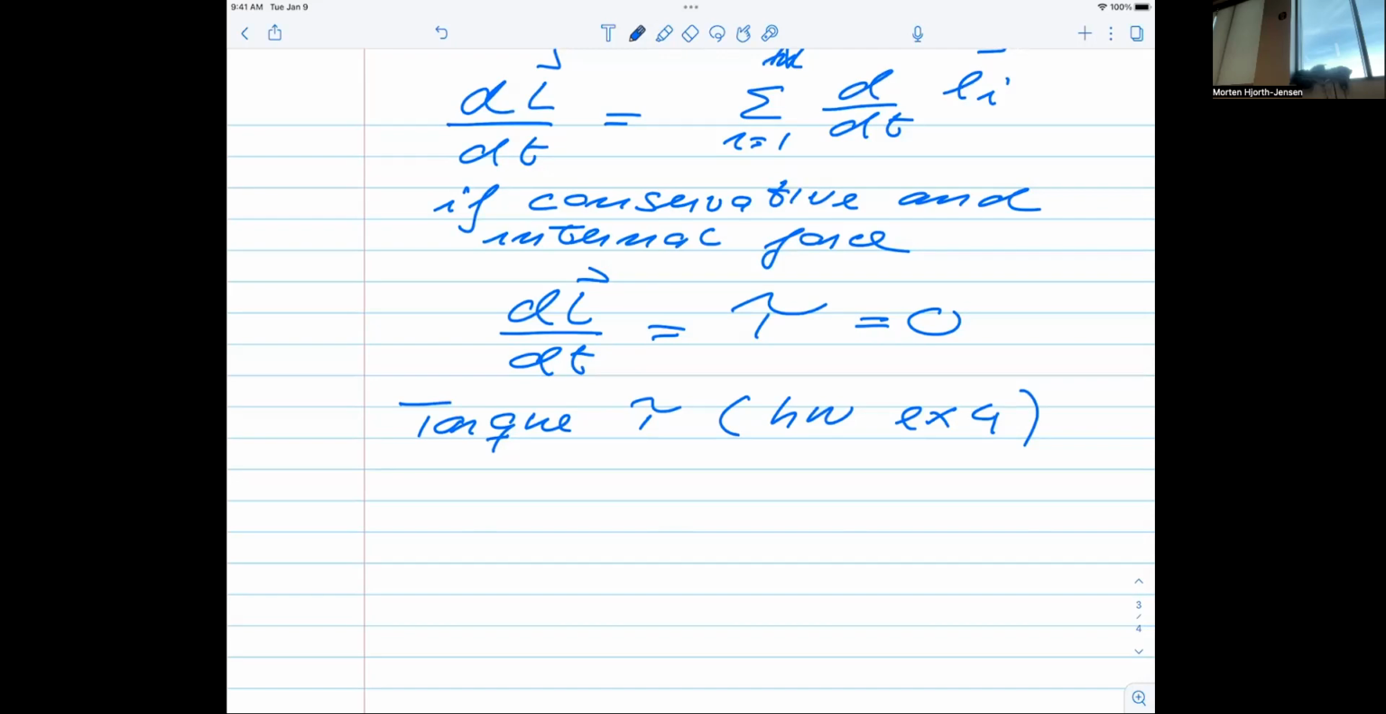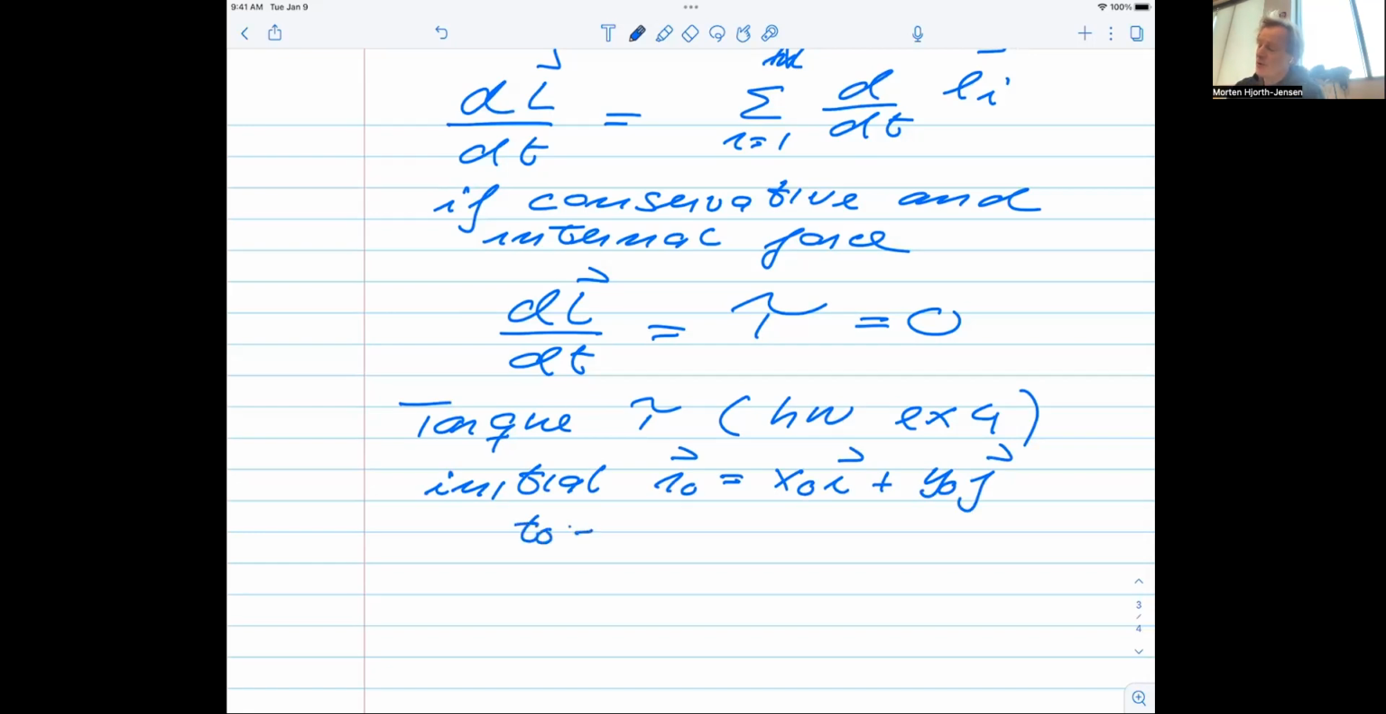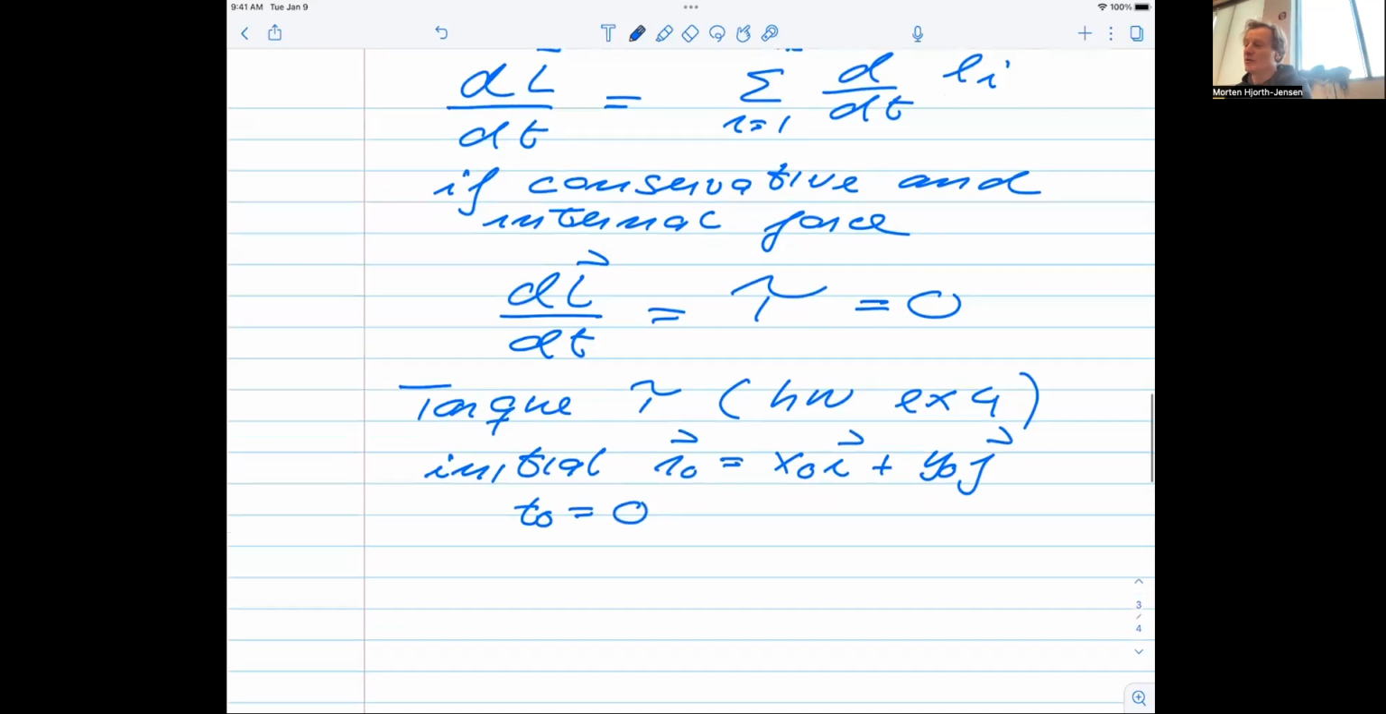So if we have one object, then we should actually expect that the torque may be different from zero, but it depends on the forces. So let's take a look at the calculations here and look at this specific system. What we have is an initial position, initial R0, which is just given by some chosen values, and we have a Y0 times J, like this, and this is at t equals 0. And for convenience, we just put the initial time to 0.